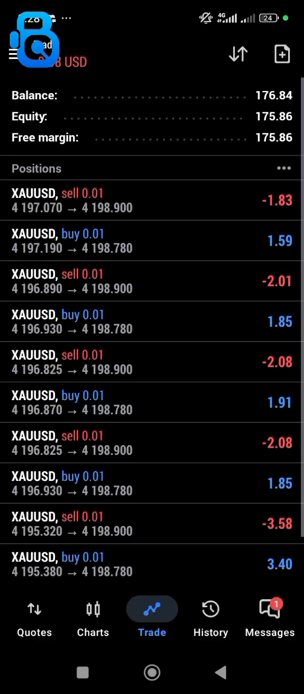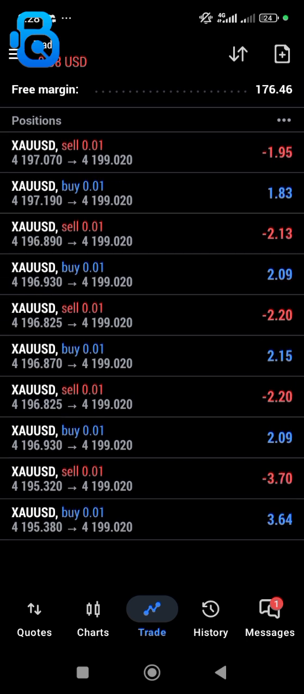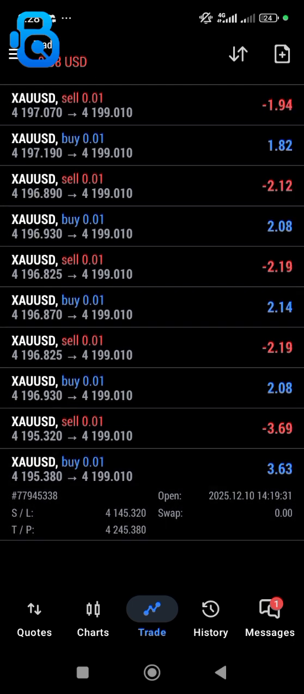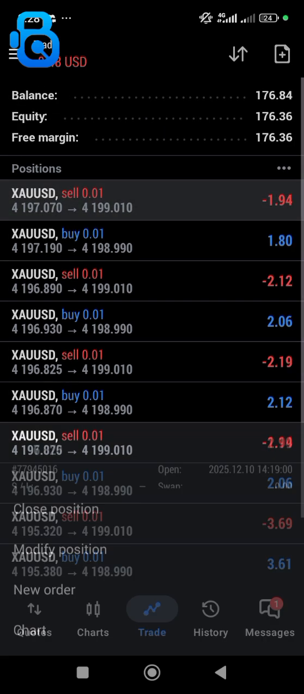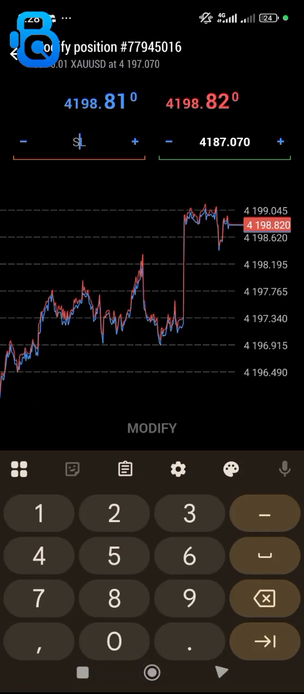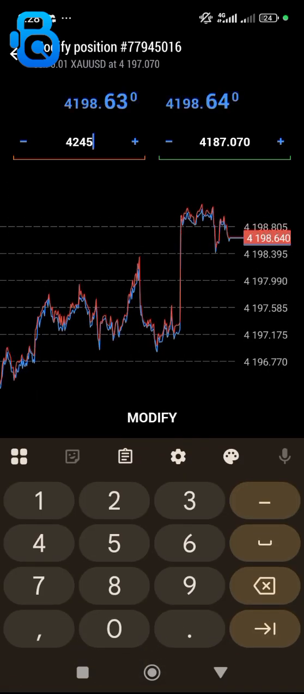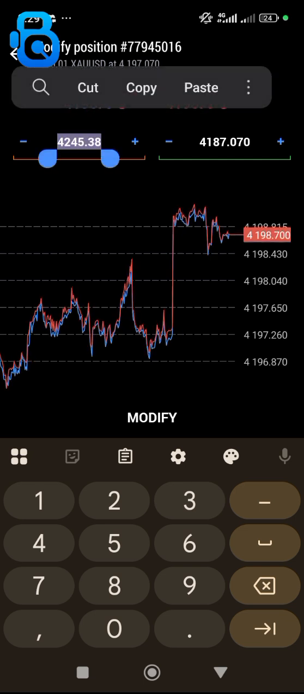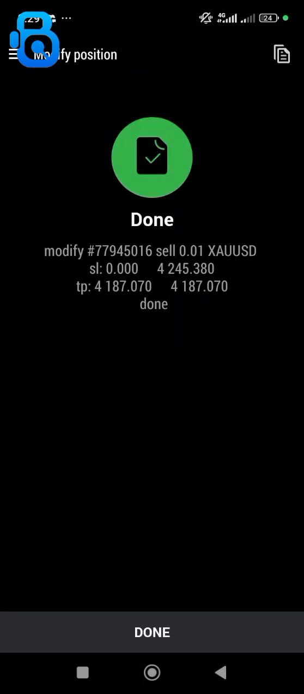Now, the stop loss for all my sell is the take profit for my last buy. So, the take profit for my last buy is 4245.38. So, let me go to my sell. 4245.38. Copy. Modify.